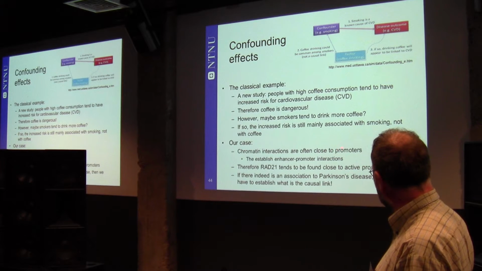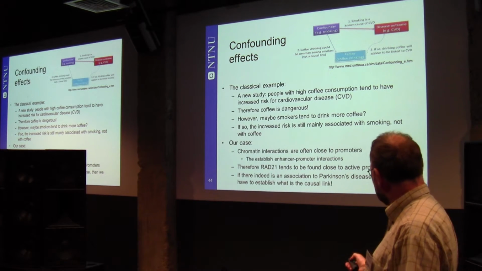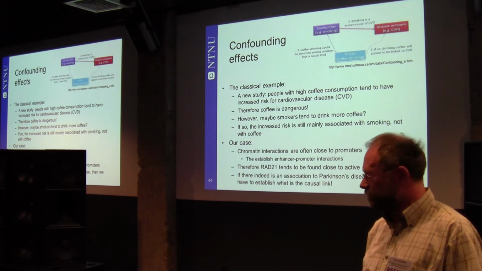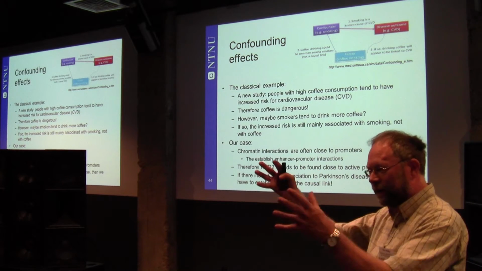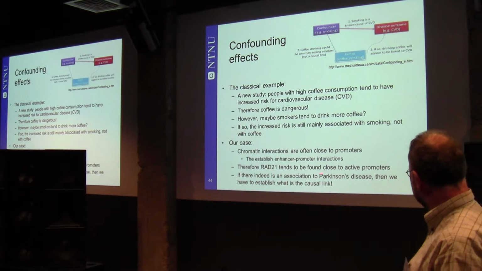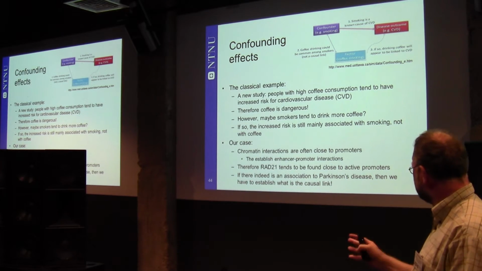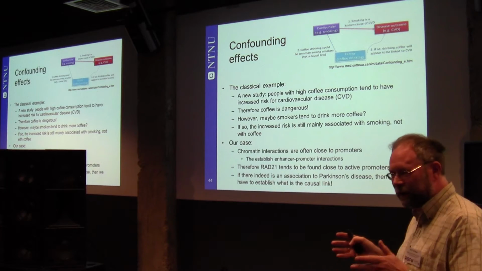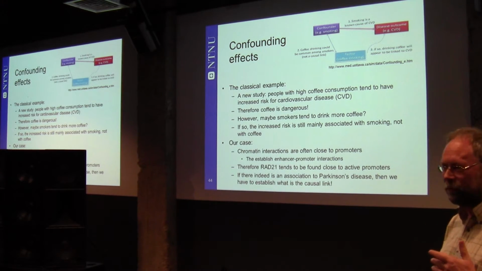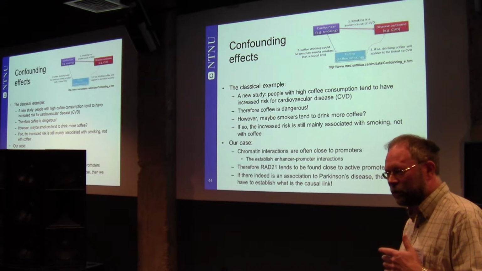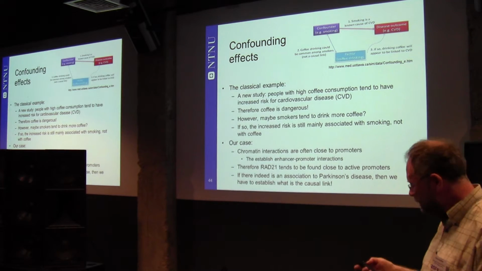So in our case, we know from other data that chromatin interactions often happen close to promoters because they establish the enhancer-promoter interactions. And therefore, this RAD21 that ties together enhancers and promoters tends to be found close to active promoters. So if there indeed is an association with Parkinson's disease, then we have to do other tests to establish what is the causal link and probably go into a lab to test that, because this is not telling us that. So you should be very careful about how to do these tests.